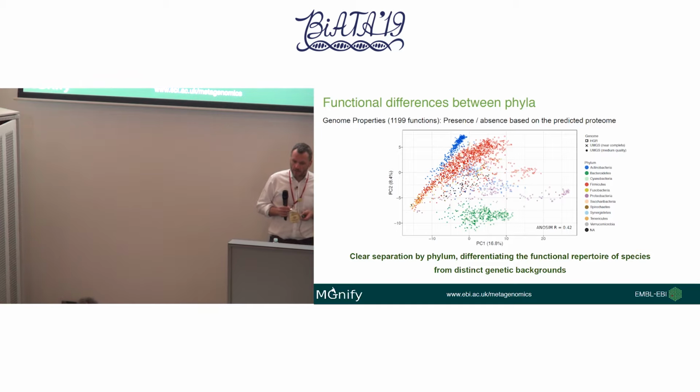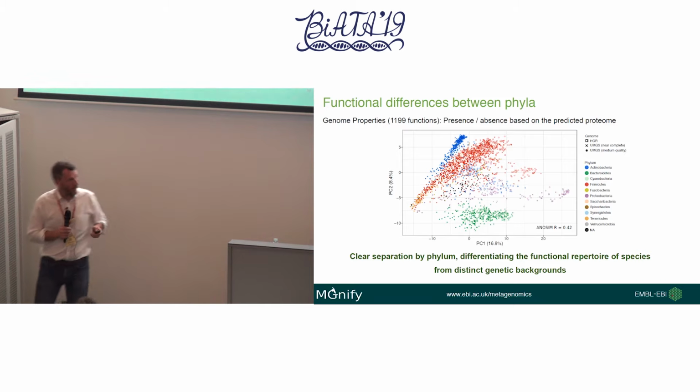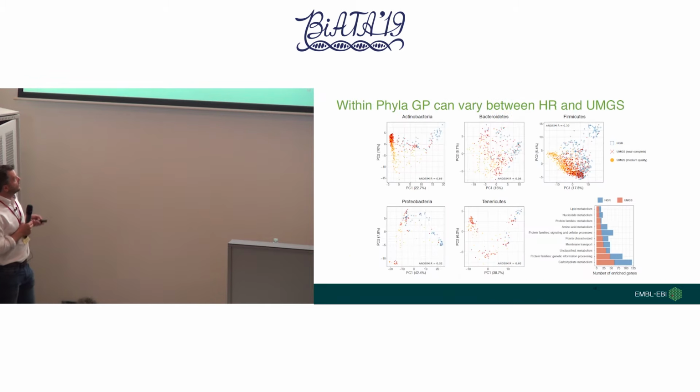But what we wanted to do is go a little bit further and a bit more fine grained. So when we start looking at genome properties at the different levels, at the phylum level, we do start seeing a separation in some cases. So here it's the same symbols, but just to make things a bit clearer, blue is isolate, red is near complete, and orange are these medium quality.